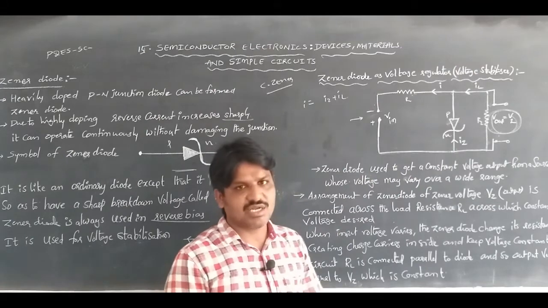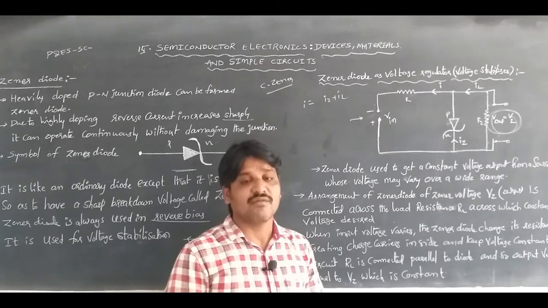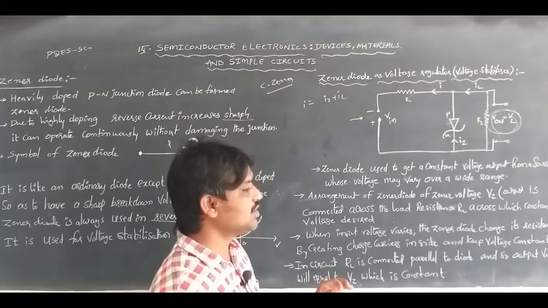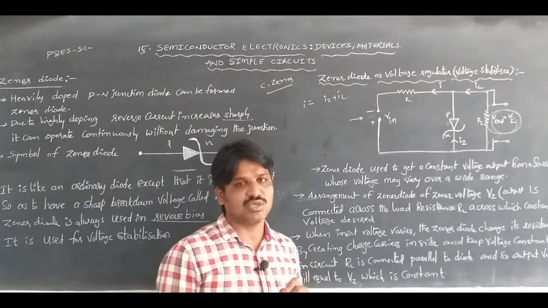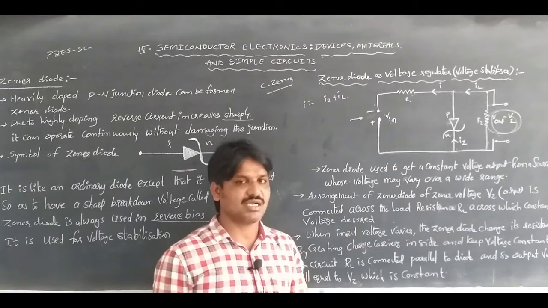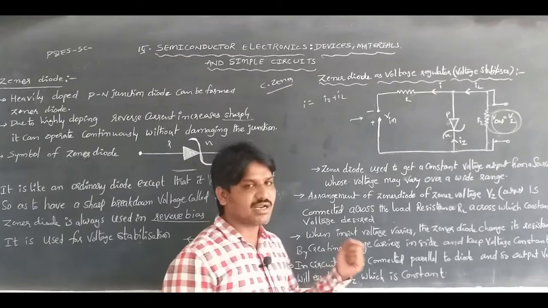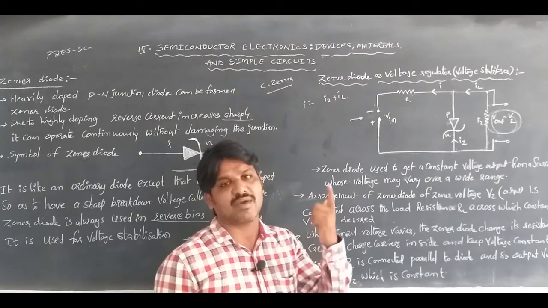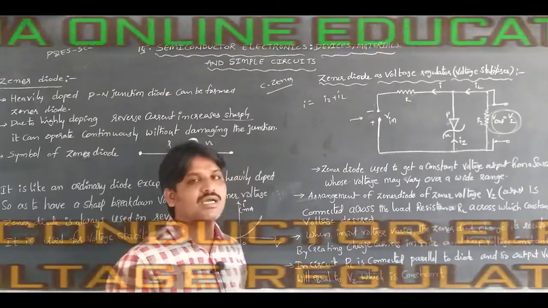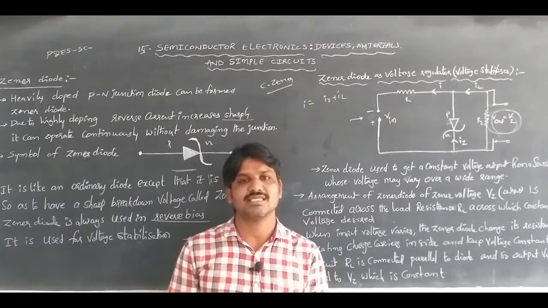That's why the Zener diode is used as a voltage regulator, as the reverse current increases sharply without damaging the diode. When the input voltage varies, the Zener diode's resistance changes by creating mobile charge carriers, keeping the voltage constant. In the circuit, RL is connected parallelly to the output voltage, so the output voltage equals Vz, which is constant. This is about a Zener diode and the Zener diode used as a voltage regulator.